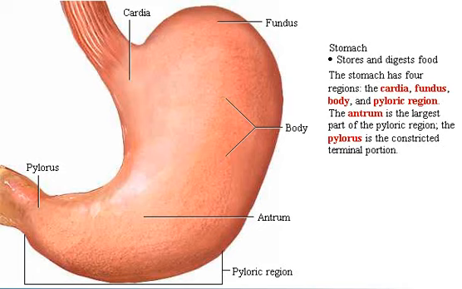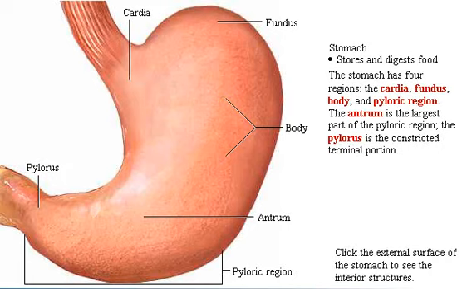The stomach has 4 regions: the cardia, fundus, body, and pyloric region. The antrum is the largest part of the pyloric region, and the pylorus is the constricted terminal portion. Click the external surface of the stomach to see the interior structures.